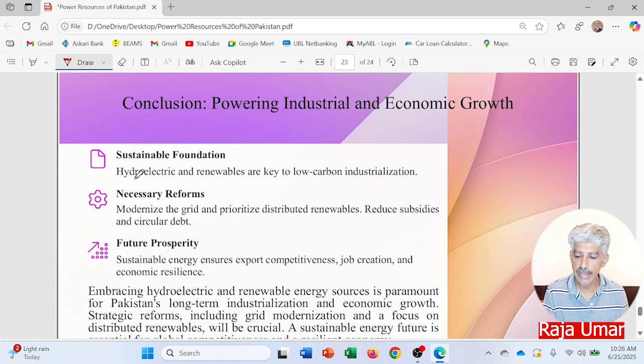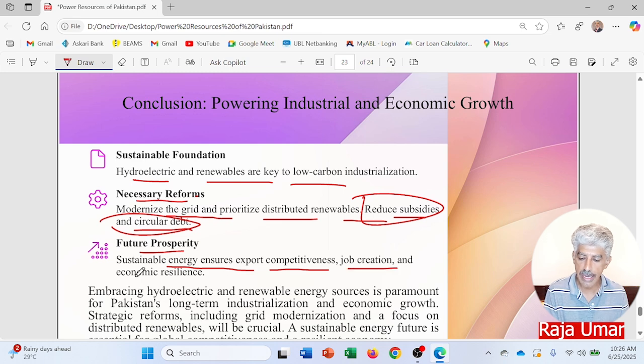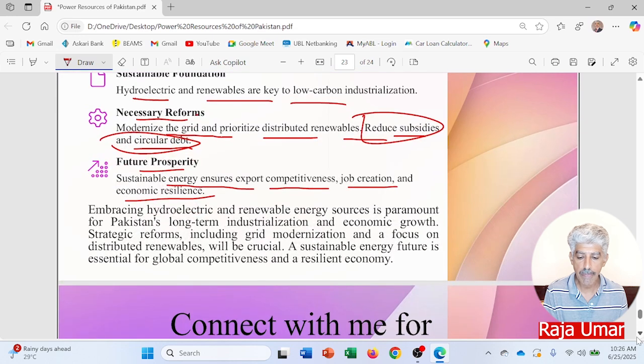We need a sustainable foundation, that is, we are supposed to move towards hydroelectricity and renewable power production like solar and wind, and then necessary reforms: modernize the grid, prioritize distributed renewables, and reduce subsidies and circular debts to minimize the burden on the economy. So, future prosperity: sustainable energy ensures export competitiveness, job creation, and economic resilience, leading to development.